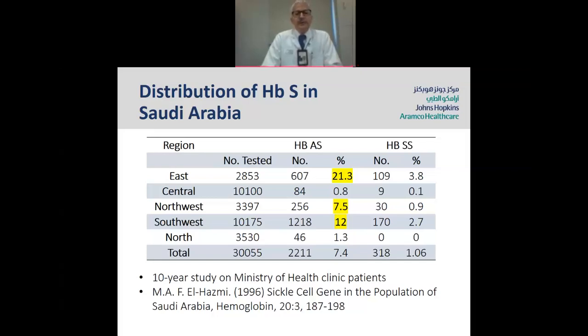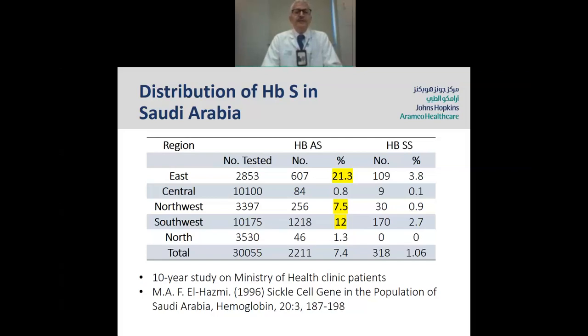This is a larger population from all over Saudi Arabia, done by Dr. Muhsin Al-Hazmi. He was at Riyadh University, now King Saud University, and he tested a total of 30,055 people who were coming to the Ministry of Health clinics. These may not be representative of the whole population because people who go to the hospital are usually sick. But this is what we've got.